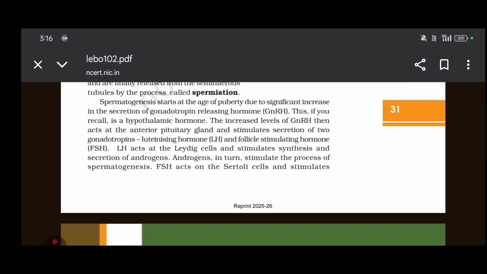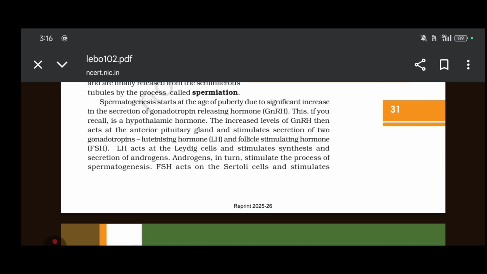Spermatogenesis starts at the age of puberty due to significant increase in the secretion of gonadotropin releasing hormone, GnRH in short. This, if you recall, is a hypothalamic hormone. 11 में था ना न्यूरल सिस्टम में, शायद केमिकल कोऑर्डिनेशन में वो वाला हार्मोन है.